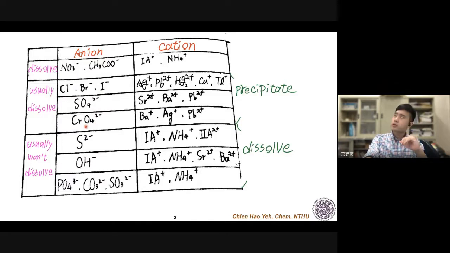Chromate ion, yeah. These are the anions that usually dissolve inside the water when they meet a cation. But these are the exceptions, so you have to memorize this over here. And this is the anion that usually will not dissolve. Basically, many kinds of cation meeting this anion will precipitate inside water, so there will be a solid inside the water.